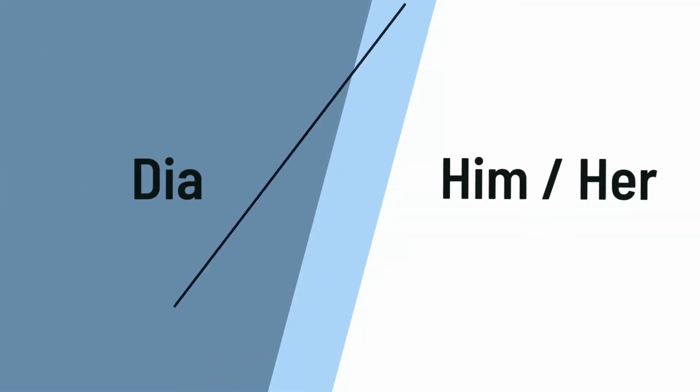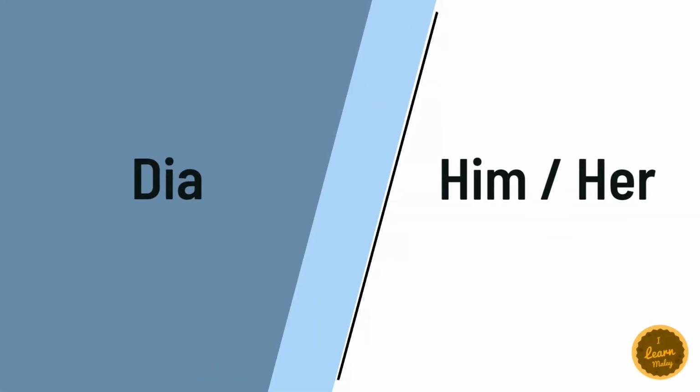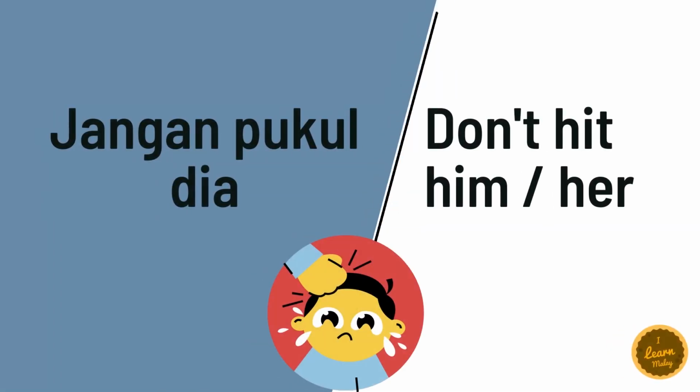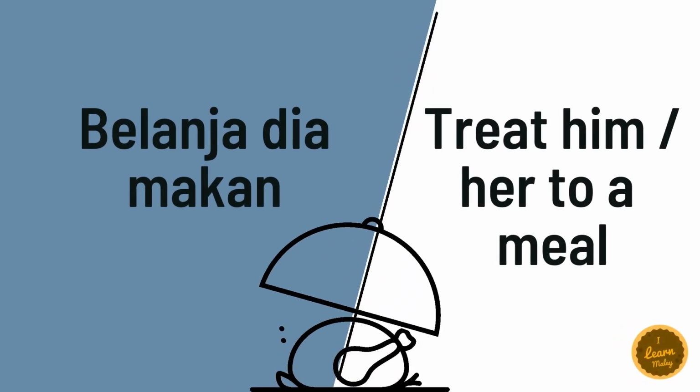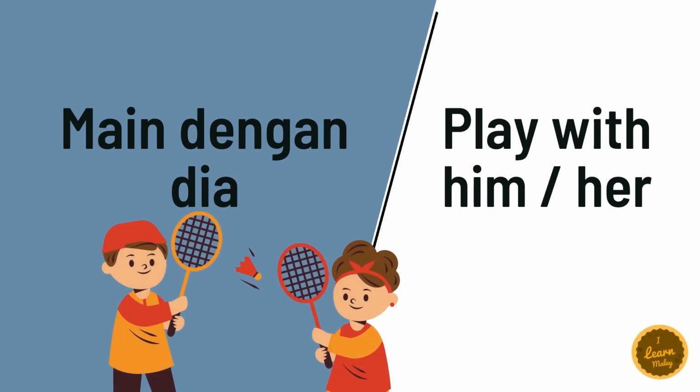The next examples are for dia, which means him or her. Jangan pukul dia. Do not hit him or her. Belanja dia makan. Treat him or her to a meal. Main dengan dia. Play with her or him.